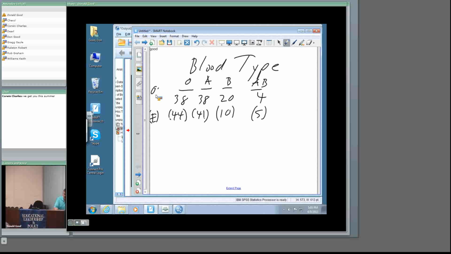Here's our formula. The chi-square value is equal to the sum, and this is the sum for each piece here, of the observed value minus the expected value, that means frequency observed and frequency expected, squared because it's a chi-square, divided by the expected value. So we're going to do observed minus expected, square it, divided by expected. Do that for each, in this case, 4 times, and add them all together.